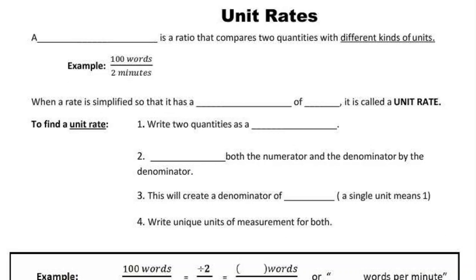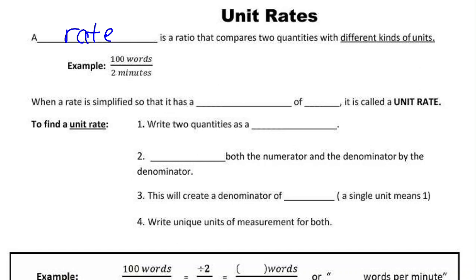Today we're going to discuss rates and unit rates. So a rate is a ratio that compares two different quantities with different kinds of units. So for example, 100 words per 2 minutes. So that means I can type 100 words in 2 minutes. So if you set the timer, that's how much I could do.